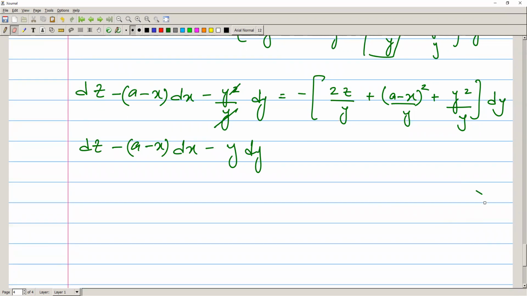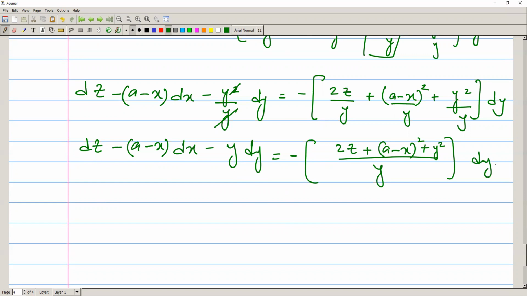So I will be left with dz minus a minus x times dx minus y dy. So now you can see that this will be equal. So now I am taking y as the LCM again just to make one equation, plus y, so it will be y squared, sorry. So now you can see that here it's z and here it's 2z, here it's dy also, I'm sorry.